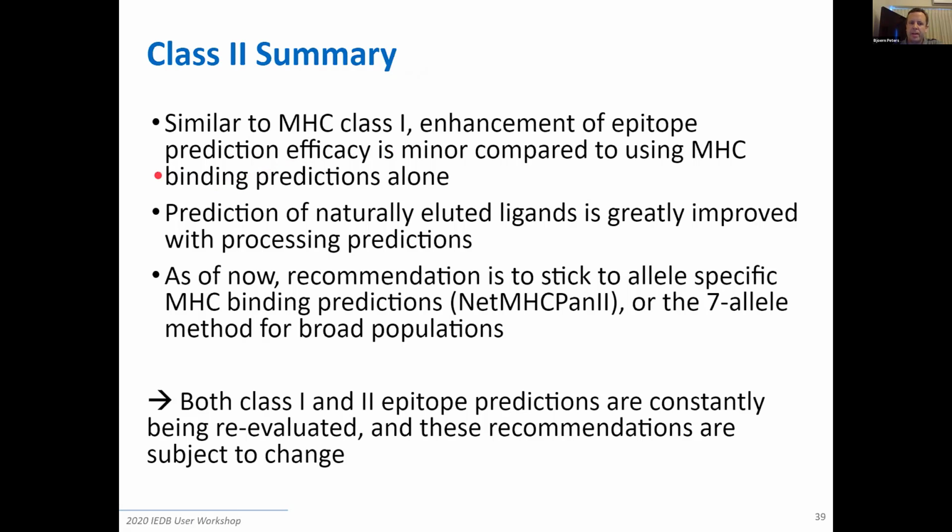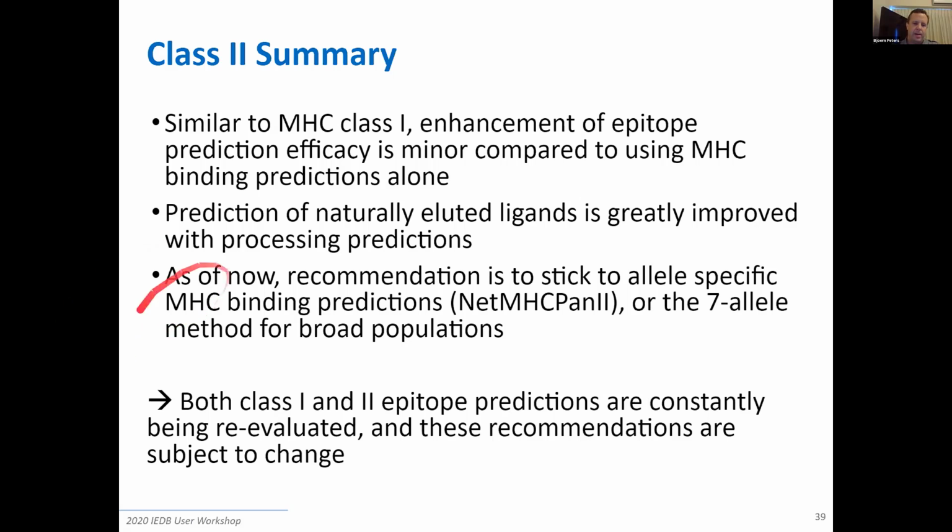And we are always worried that we are introducing biases that we are not aware of. So we don't necessarily recommend these and would stick to just the MHC binding predictions by themselves. If you do want to predict naturally eluted ligands by themselves, absolutely use these. These give you significant improvements that are very clear and clearly motivated.